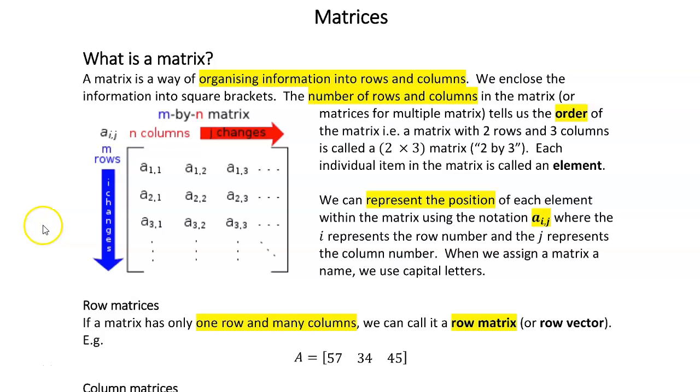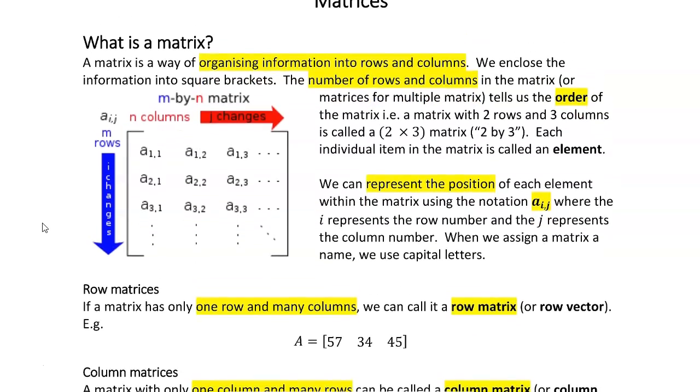Let's start talking about matrices. Now, a matrix is not only a cool movie, it is something that we use to organize information. We organize it into rows and columns, and we enclose it all in square brackets. So we have rows that are horizontal and columns that are vertical.